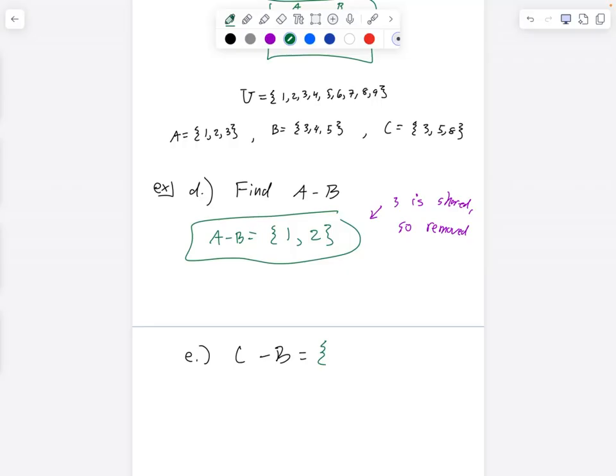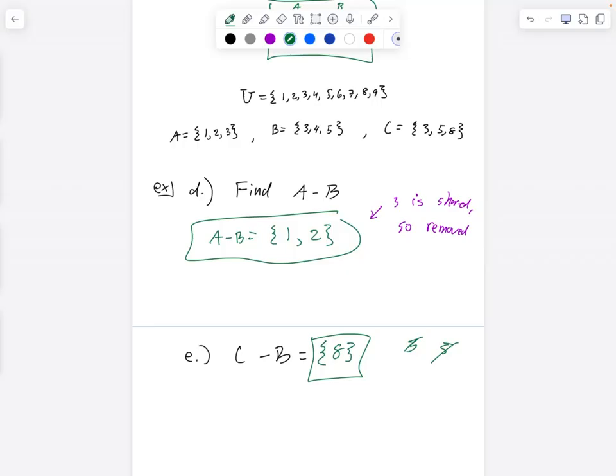And finally, F. What is U minus A? What is the universal minus A? So I'm going to look at the universal set, and I'm going to remove the elements from A. What do I got? 4, 5, 6, 7, 8, and 9.